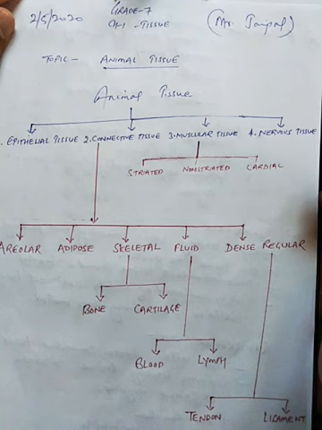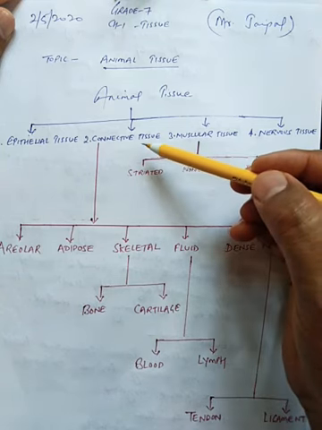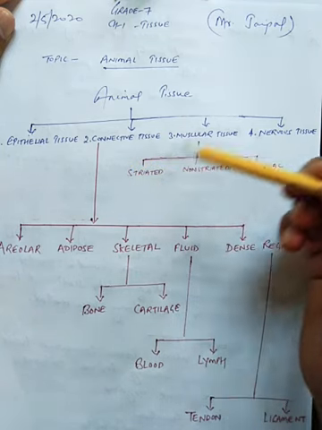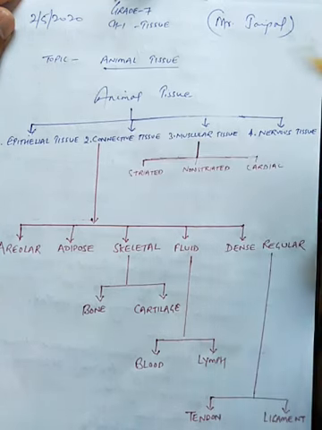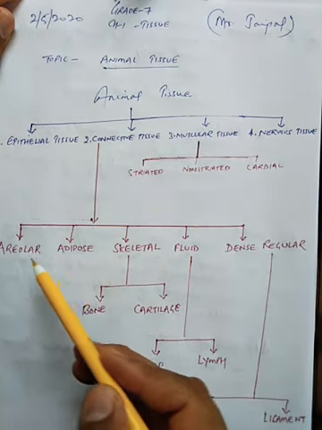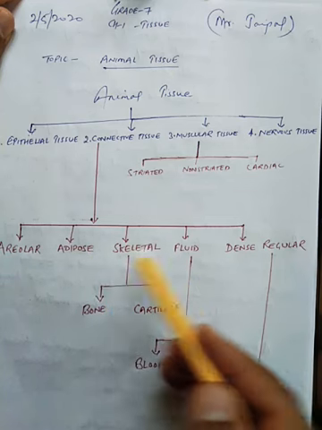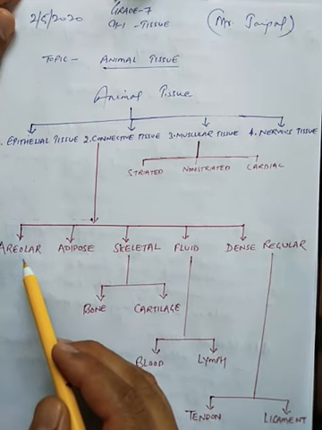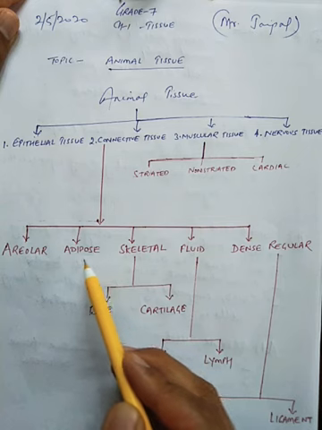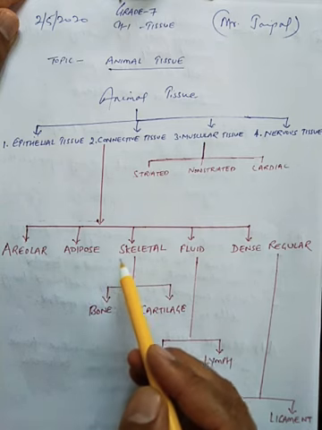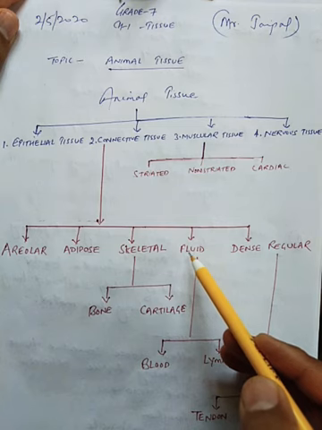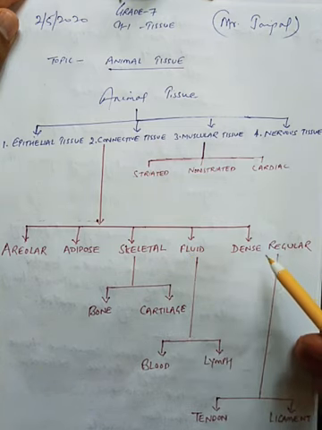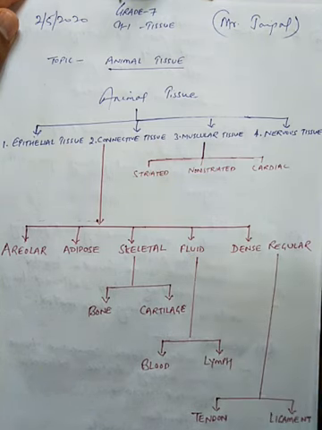Now further see, when we discuss them, we will go through the subtypes also. As you can see here, this connective tissue is again subdivided into five types. First is areolar tissue, second one is adipose tissue, third is skeletal tissue, fourth is fluid connective tissue, and fifth is dense regular tissue.